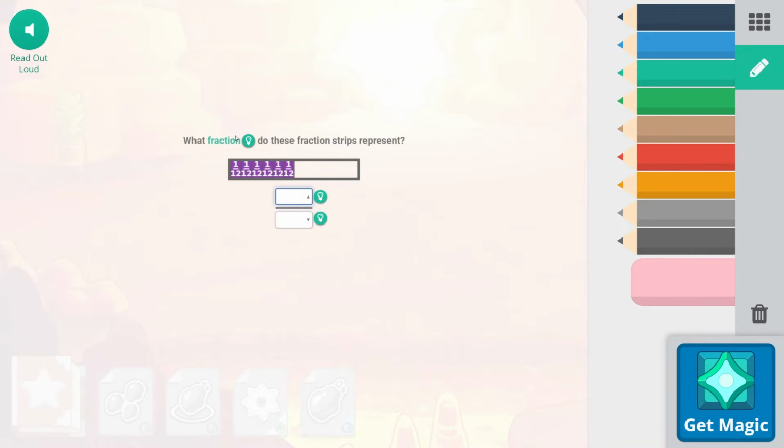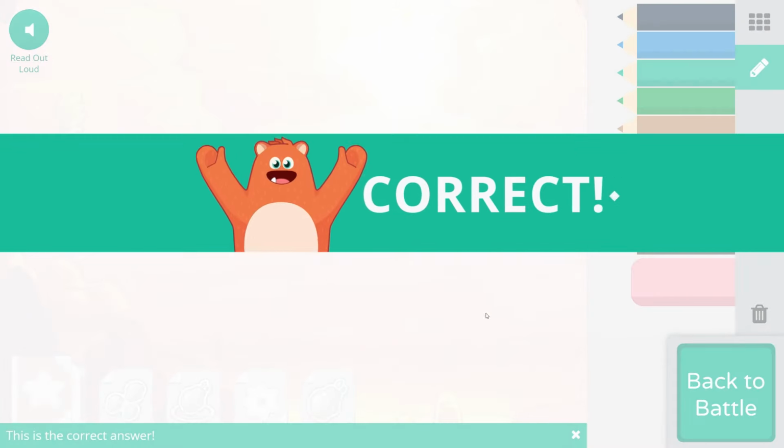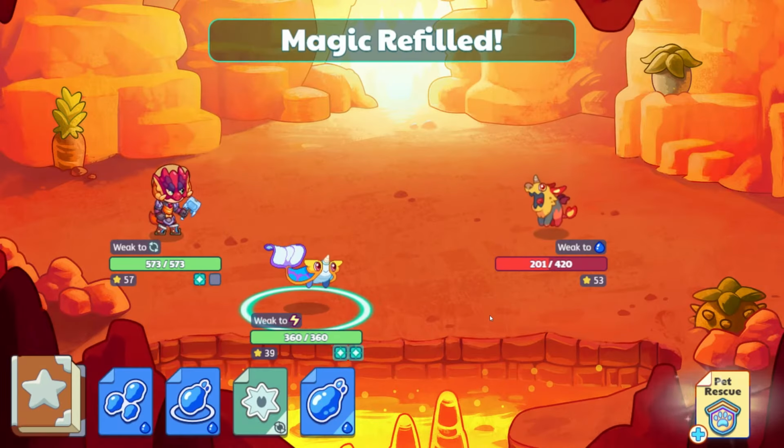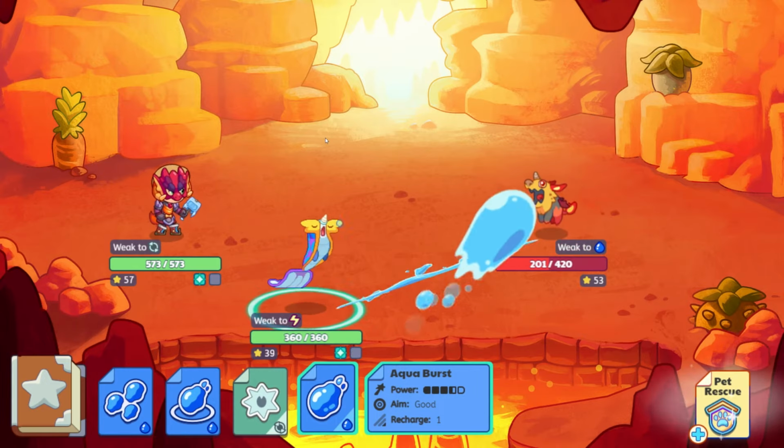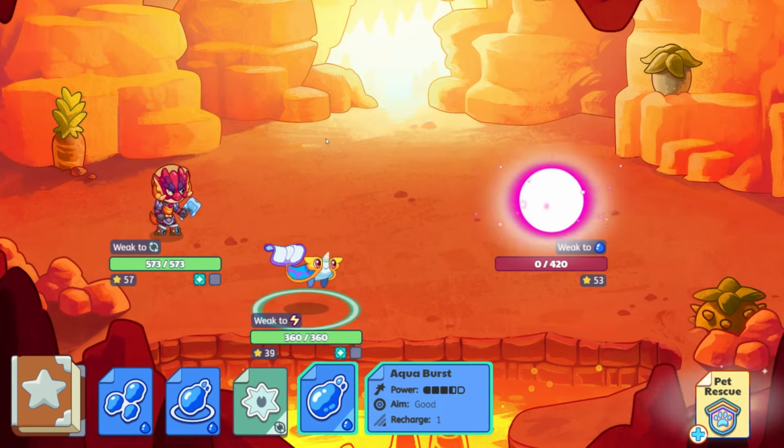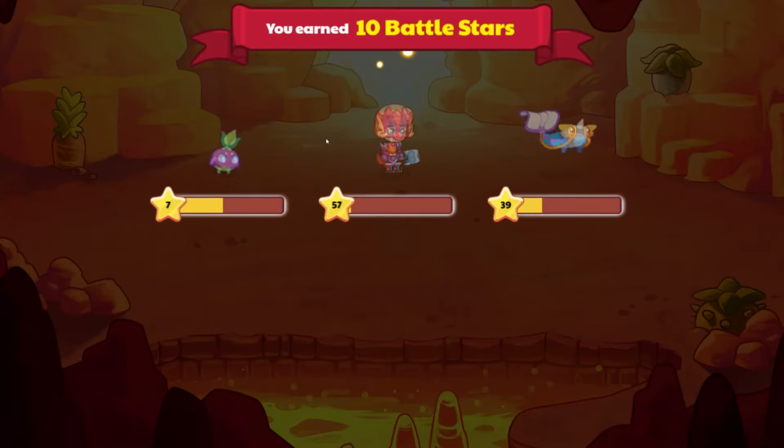So what fraction do these fraction strips represent? This is 1, 2, 3, 4, 5, 6. So 6. Well, it's also equivalent to 1/2. 6/12 is equivalent to 1/2. All right, Aquaburst, go get him. Please hit. It does. Battle is complete. Woohoo!